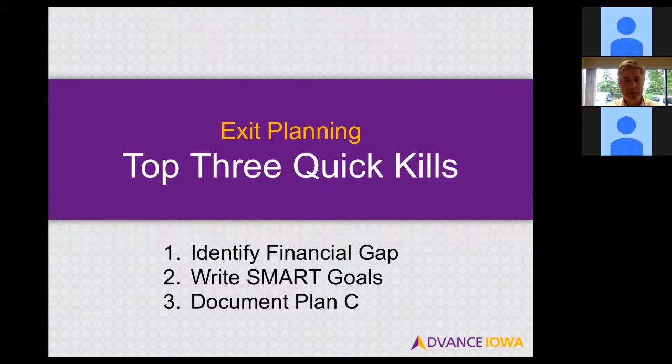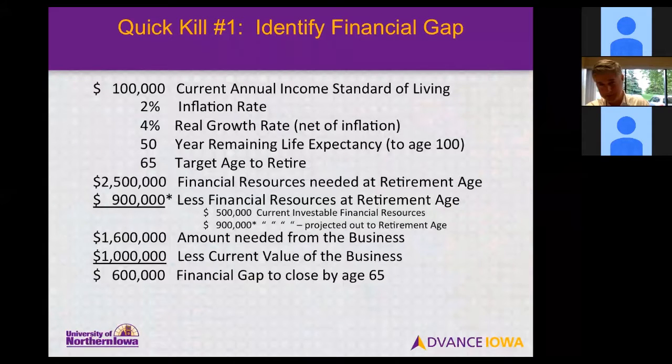Now for the 3 quick kills. First, to identify the financial gap, I alluded to that earlier, SMART goals, which I'll talk about, and plan C, because things don't always turn out as you expected. So I talked about, if you haven't already done so, with your retirement planning person, your financial advisor, hopefully they're a CFP, certified financial planner, talk to them about what kind of standard of living you want to maintain after you retire from being an employee, basically.